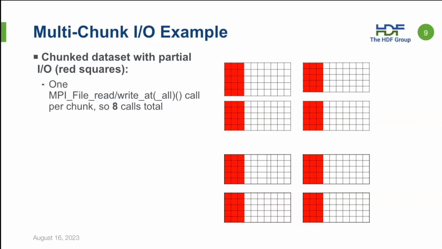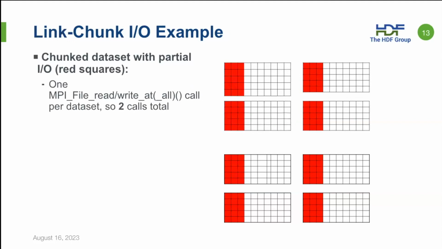We have a couple schemes that have been around for a while in parallel IO to improve on this. So multi-chunk IO creates an MPI data type for each chunk. Then that looks like this: you pass the first chunk to the file driver, the second chunk, and the third chunk, etc. So you end up with 8 calls.